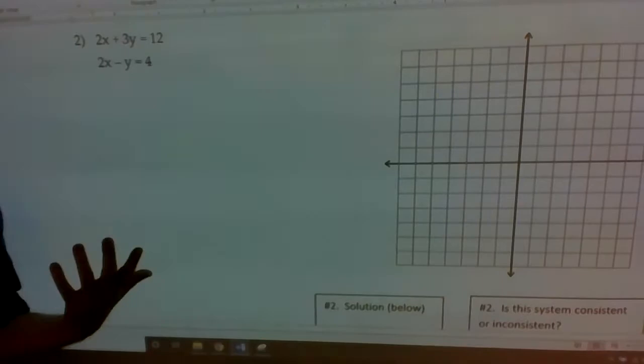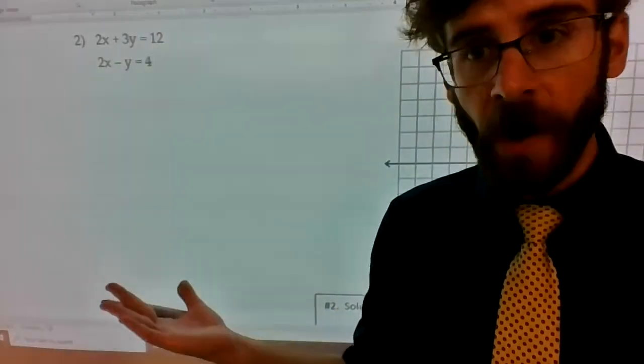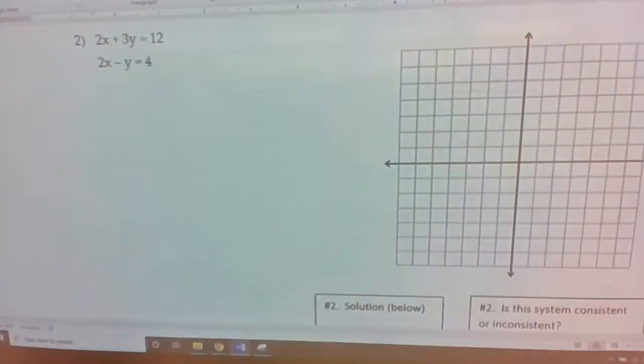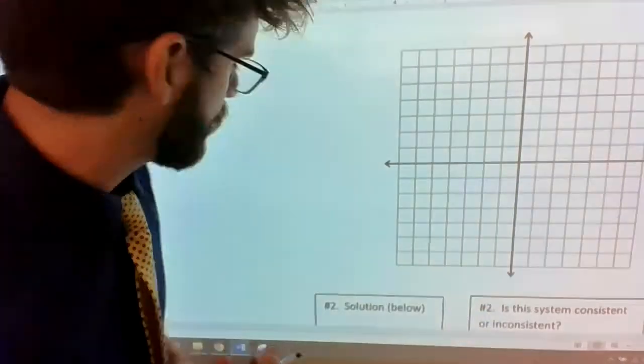All right, so again, this would be a great one to just pause and try on your own. You just get y by itself for both of them, plot the points, graph the line. All right, you paused it, you tried it on your own. Let's see if you're correct.